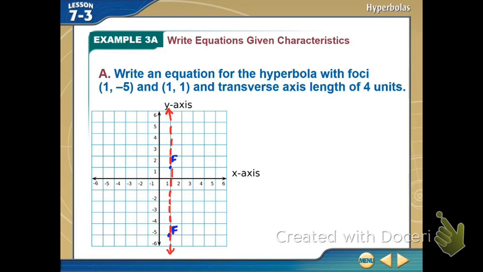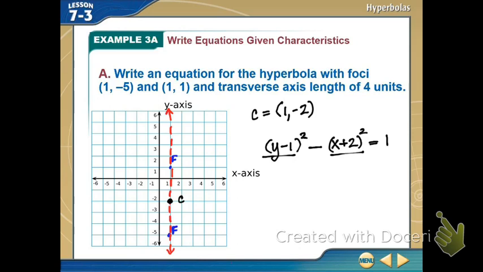The other thing I notice about the hyperbola is that the center of the hyperbola should be sitting exactly halfway in between the two foci. So that puts it right here. So there's my center. So the center is going to be at 1, -2. I also know that this hyperbola is going to open vertically. So it's going to look like this: y minus 1 squared minus x plus 2 squared equals 1.